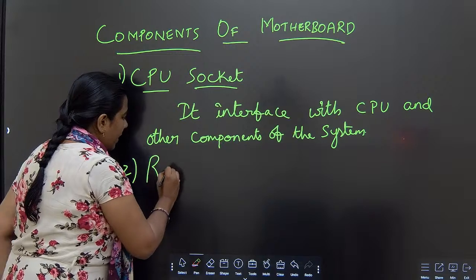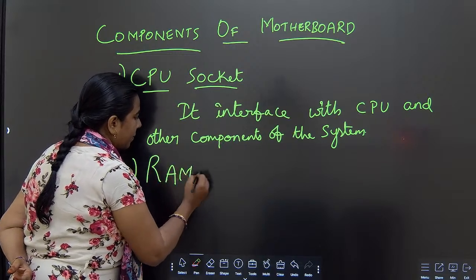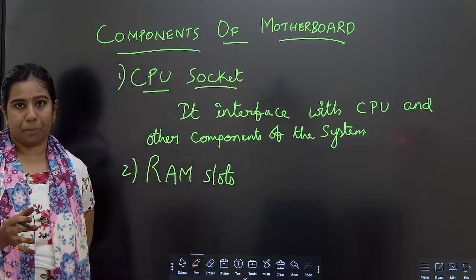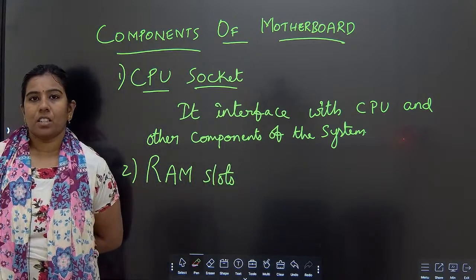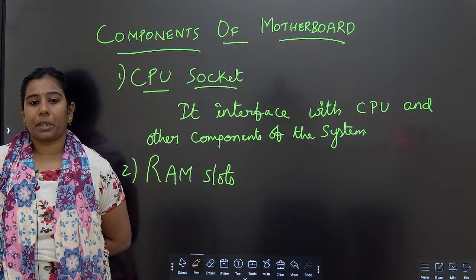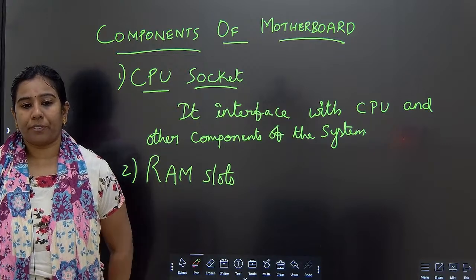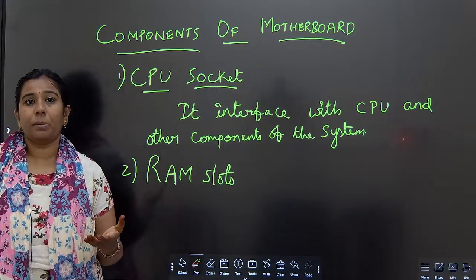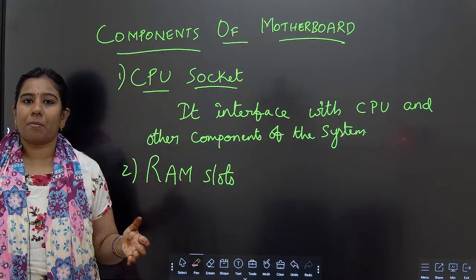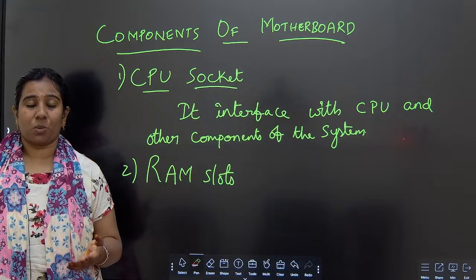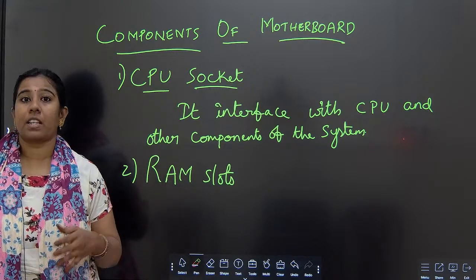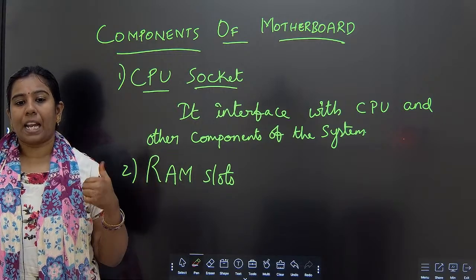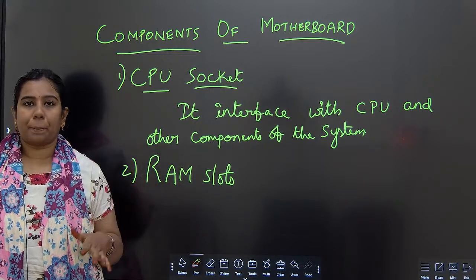Okay, so what is RAM? Random access memory. Why do we use RAM? RAM is nothing but a temporary memory, right? And it is a volatile memory. Volatile memory means when we switch off the computer, the RAM memory will be lost, whereas ROM memory will not be lost. It is a permanent memory.